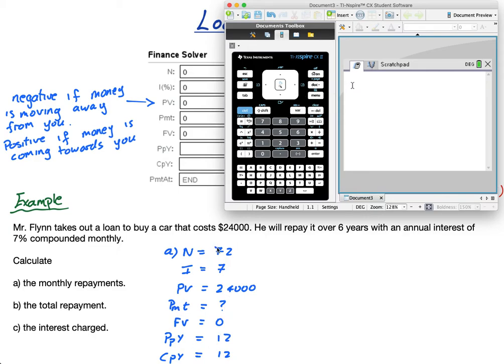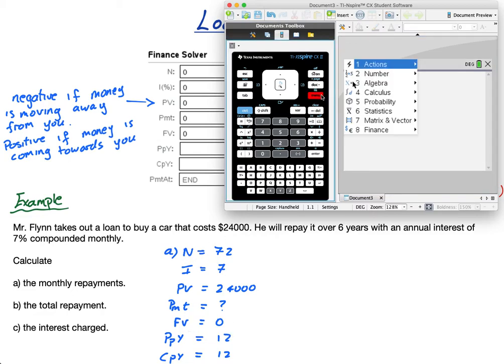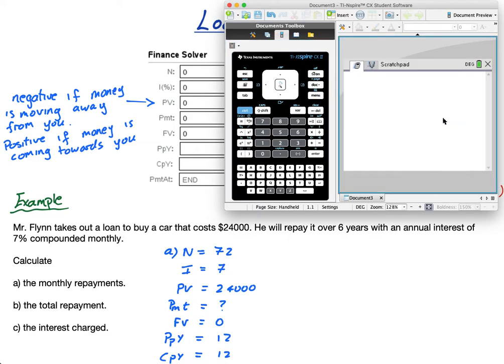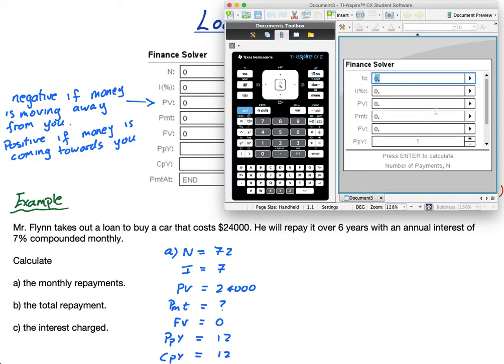This is the working I want you to put down. You literally write down this for your working. So I'm going to do menu, finance, finance solver. The number of payments will be 72. 6 times 12, 72. The interest rate is 7. The present value is 24,000. That's the loan. The payment I don't know, so just leave that a second. The future value is 0. Payments per year is 12. Compounding periods per year is 12, and it's going to happen at the end.